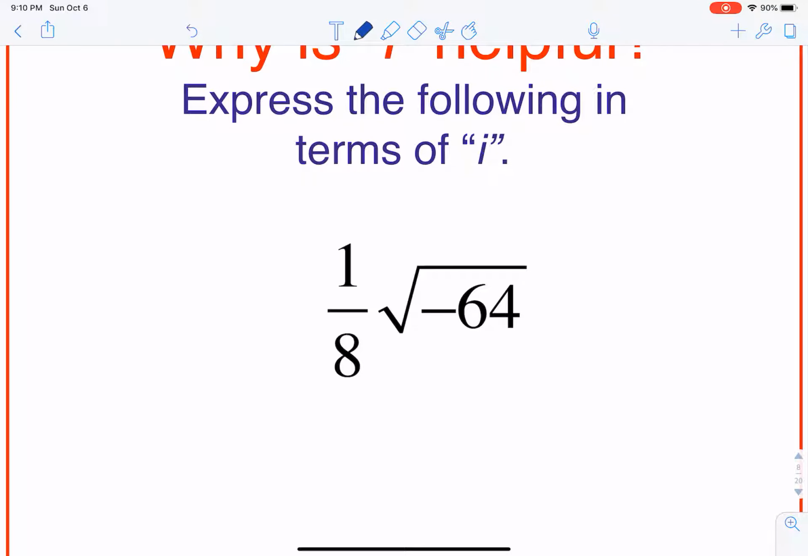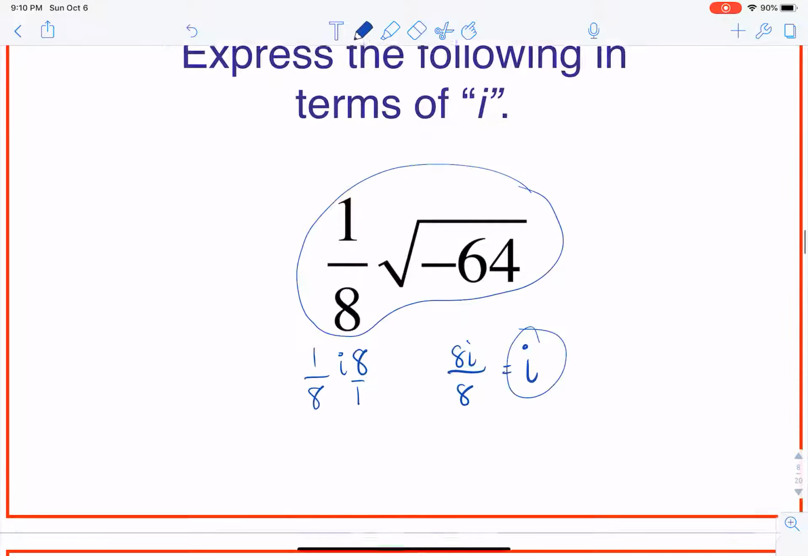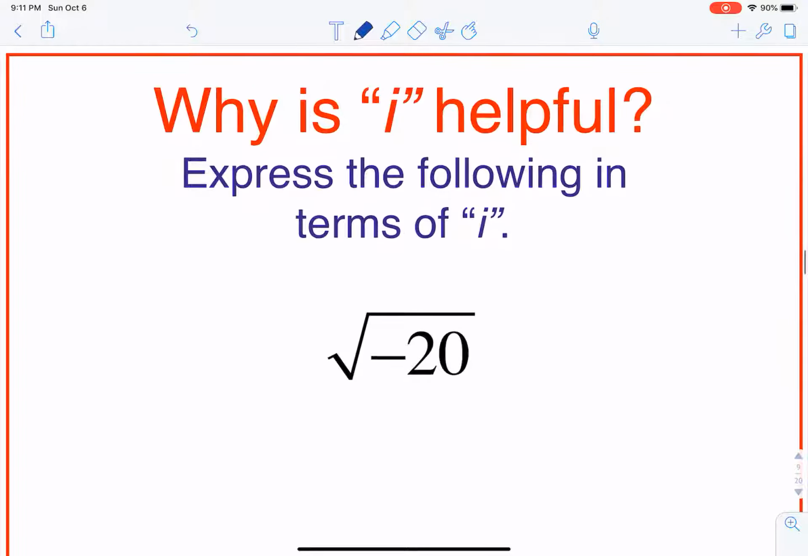Express the following in terms of i. This will turn into 8i over 8, or this is really over 1. So 8i over 8, which is just going to give me i. So we just simplified this, for lack of a better term, complex equation here, down into i, which is a little bit nicer to look at and a little bit nicer to work with.